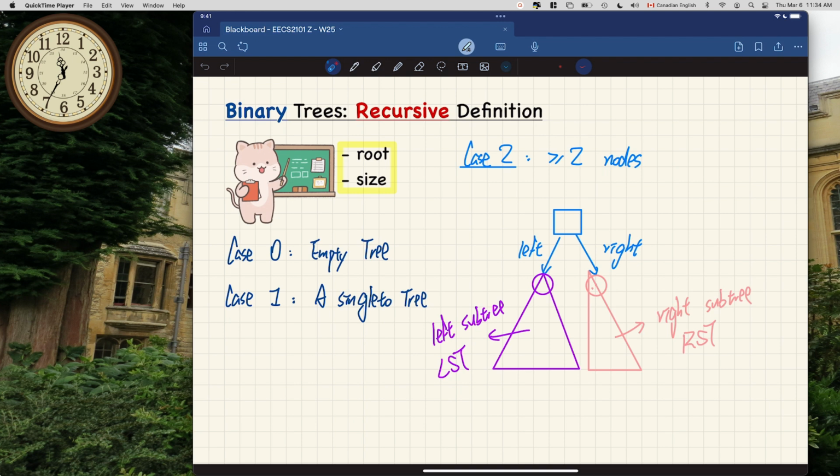We're going to talk more about binary tree for the rest of the semester. Binary tree, binary search tree, and also balanced binary search tree, etc. Okay.